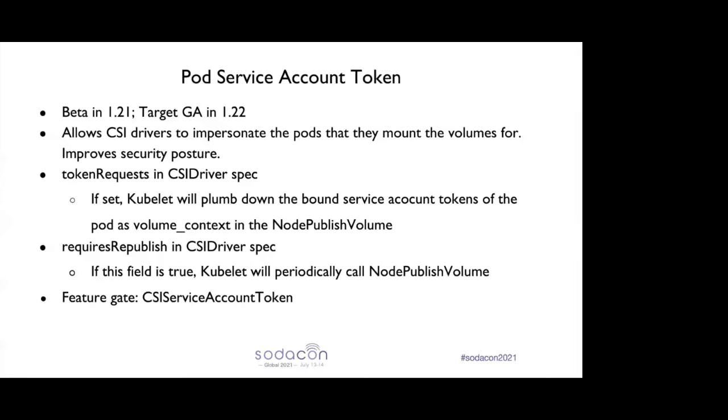The next feature I'm going to talk about is pod service account token. This feature allows CSI drivers to impersonate the pods that they mount the volumes for. This improves the security posture in the mounting process without handing out unnecessary permissions to the CSI driver's service account. This feature is especially important for secret handling CSI drivers, such as the Secrets Store CSI driver. Since these tokens can be rotated and are short-lived, this feature also provides a way for CSI drivers to receive NodePublishVolume RPC calls periodically with a new token.